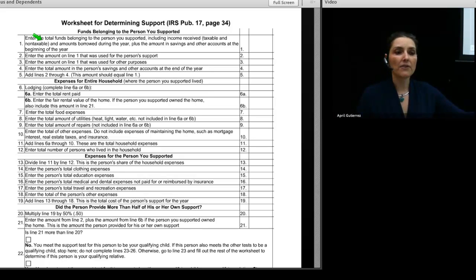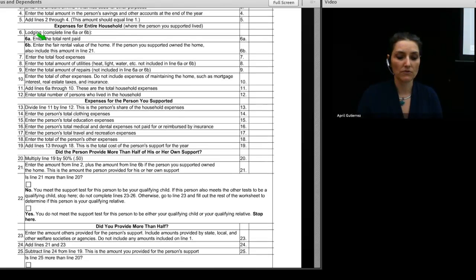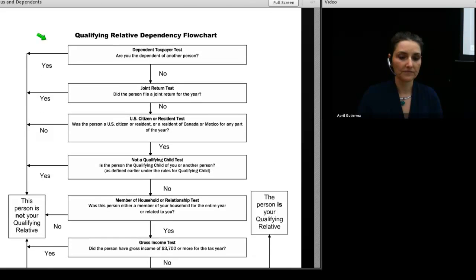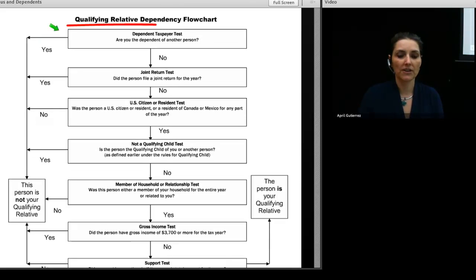And what other money is also being used to provide for that other person's support: their money, gifts they're receiving, benefits they're receiving. In the end, you have to show that you're providing more than half. And this worksheet walks you through those calculations. And here's the final flow chart, this time for qualifying relative.